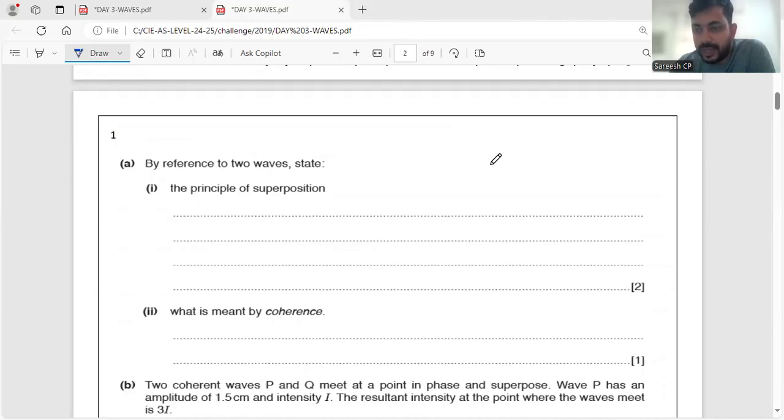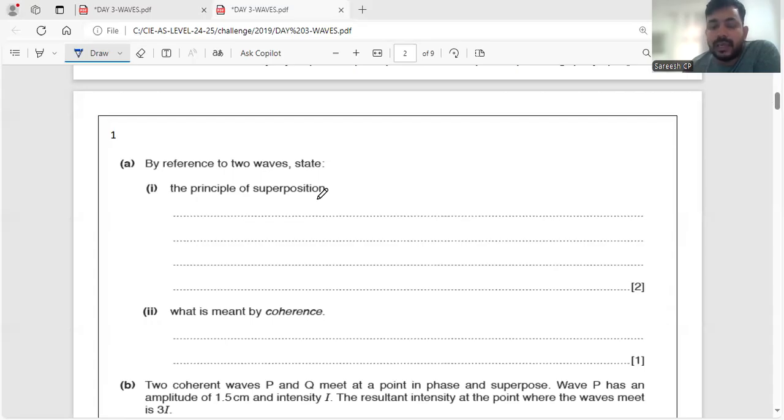Now, it is very necessary that you write all the definitions exactly as given in the book or as given in the paper which I had shared with you guys. So for superposition, you need to make sure that you say two waves overlap or meet, and then the resultant displacement is the algebraic sum.